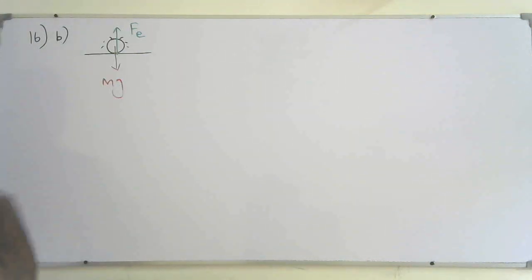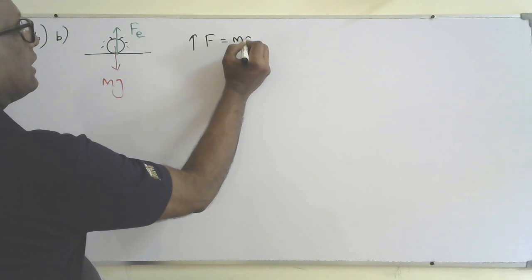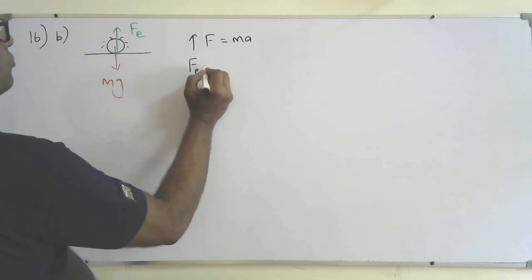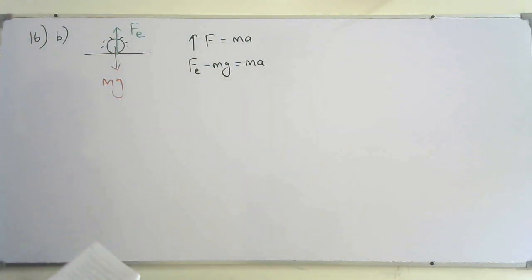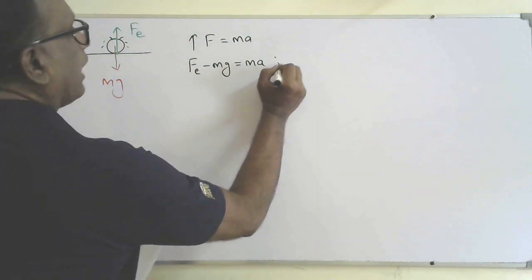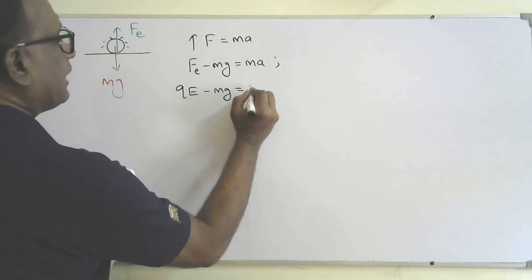So when it comes to both together, the resultant force should be upward, F equal ma. So that is electrostatic force minus mg equal ma. So the electrostatic force is given by F equal QE. We know the charge on the strand is 3 into, I can say QE minus mg equal ma.